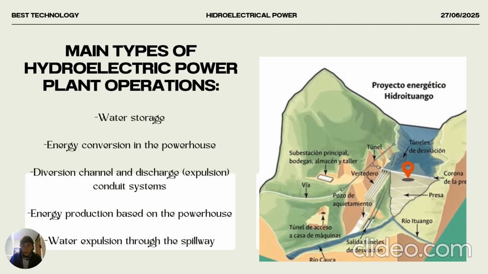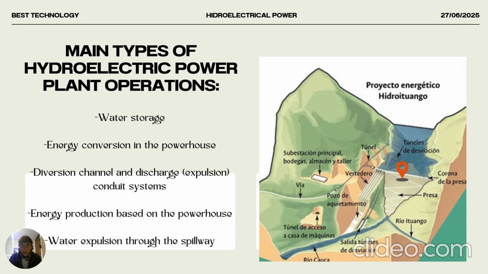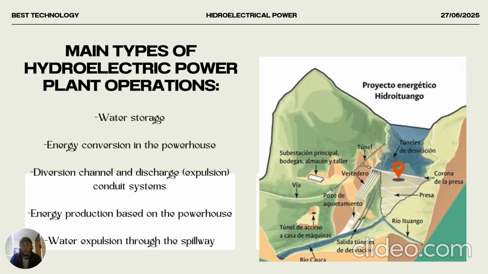The main parts of hydroelectric power plants are, first, the water storage. The water is deposited in reservoirs, and flow control is essential for managed generation. Second, the energy conversion in the powerhouse. This process happens with a moderate water level to avoid damage.